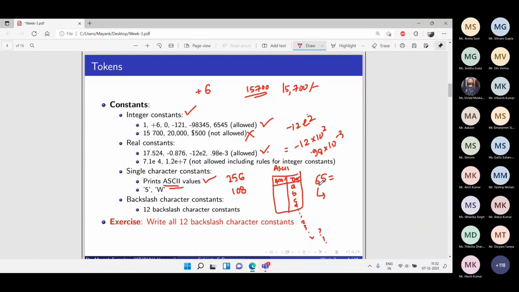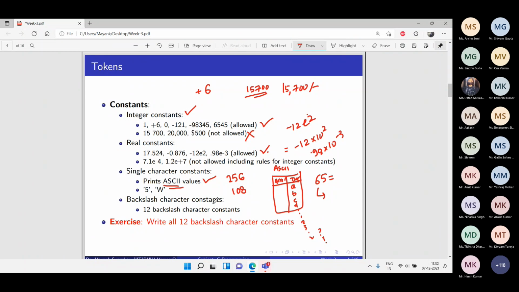So when you press the W key on the keyboard, it enters as a W, but it is not processed as a W. It is processed as the ASCII value of W. And therefore small w has a different ASCII value, capital W has a different ASCII value. So these are the single character constants.